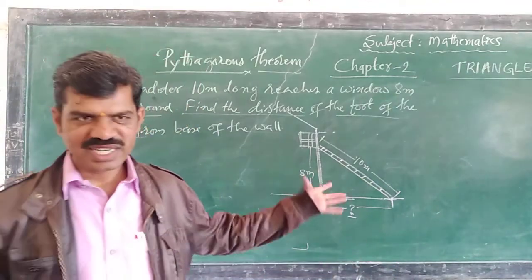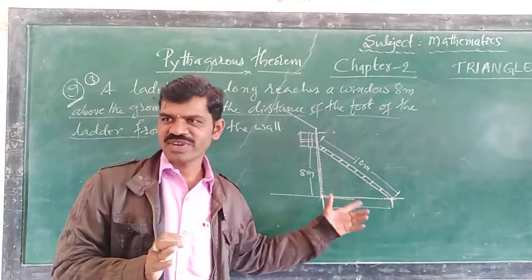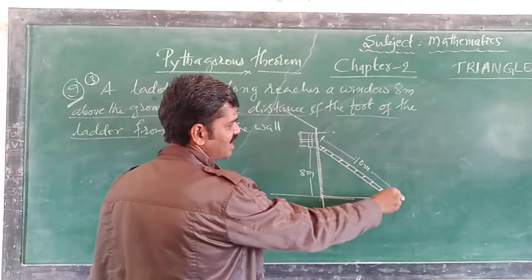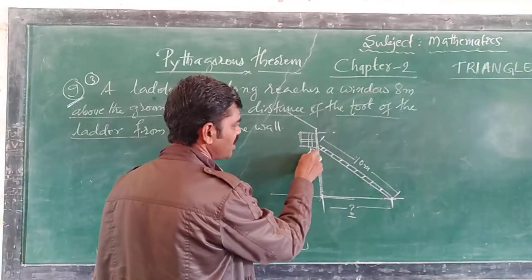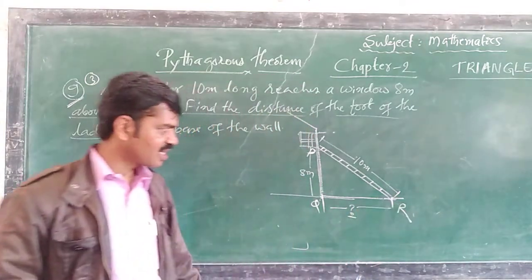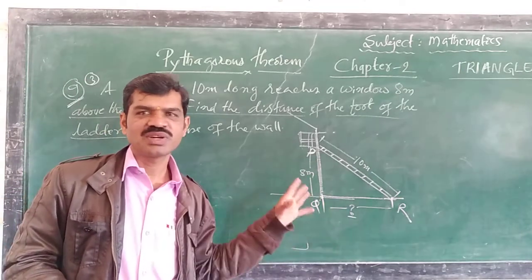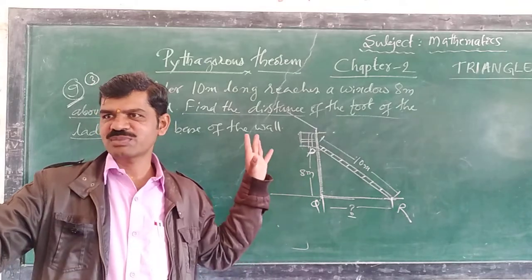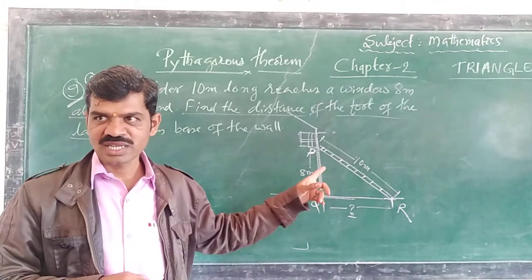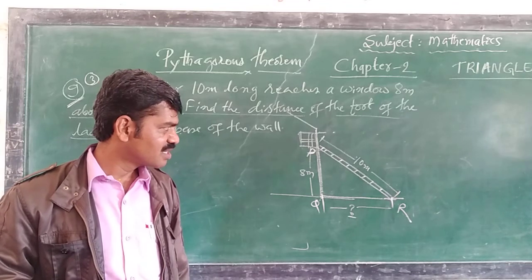By seeing the figure itself, we have understood how to find out the value of this distance. Let us name this right angle triangle PQR. So what is the formula for this triangle PQR? Who is going to tell this? From this side I expect. Yes, come on. QR square, remove the mask. QR square is equal to PQ square plus PR square.